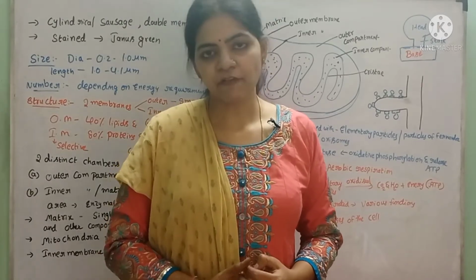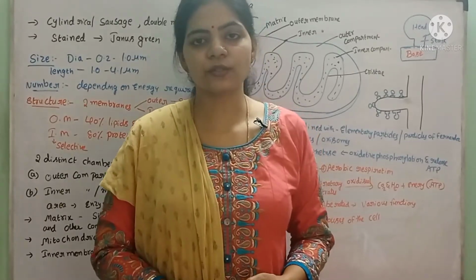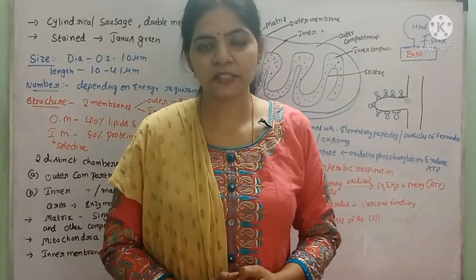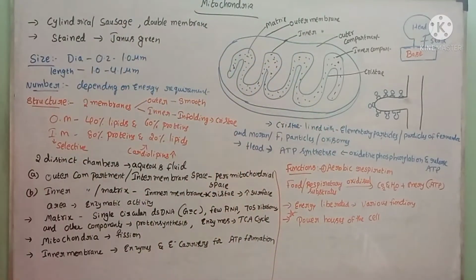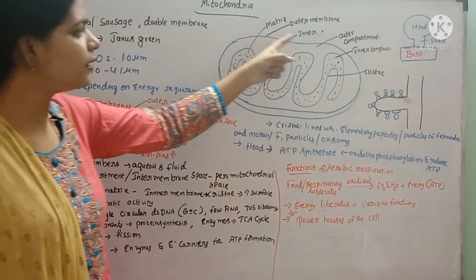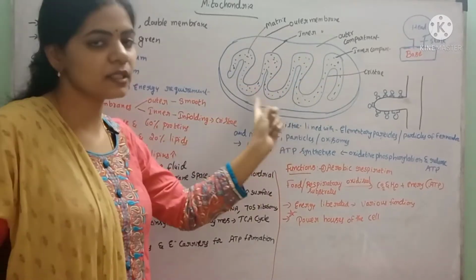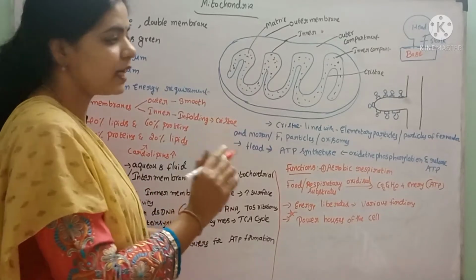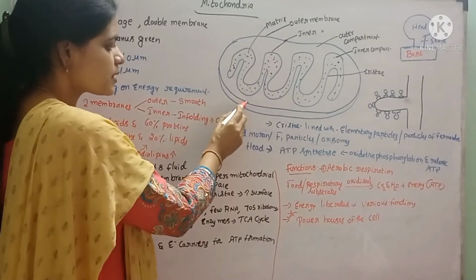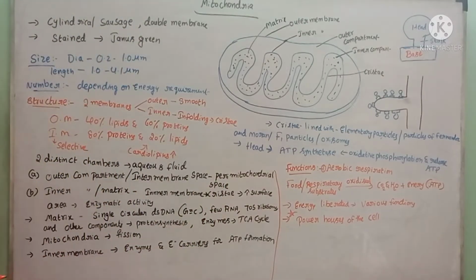In the last video we completed the endomembrane system, and in this video we are going to study the powerhouses of the cell, that is the mitochondria. What is the shape of the mitochondria? They are cylindrical or sausage shaped structures. So here, what is the shape of this? They are cylindrical or sausage shaped, and they are double membrane. They consist of two membranes, an outer membrane and an inner membrane. Hence they are double membrane structures.